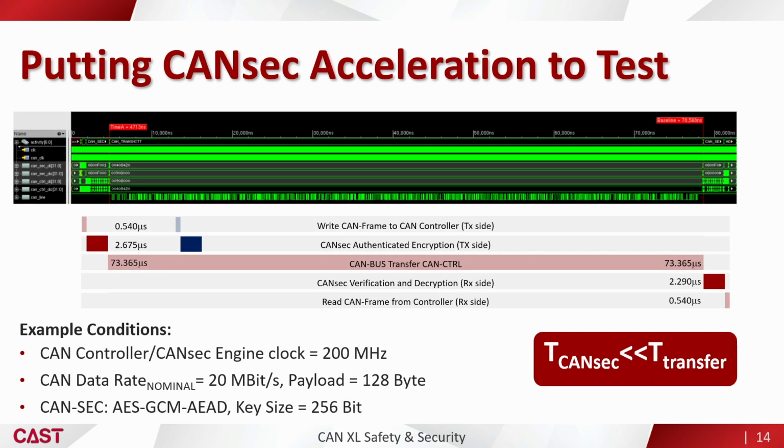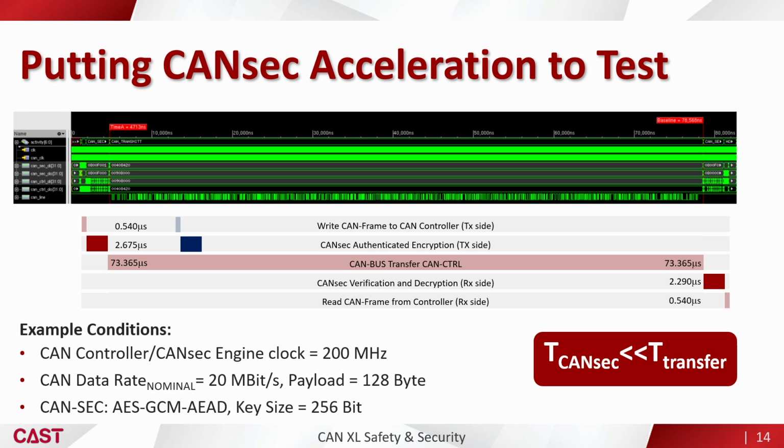This slide shows the results of a real measurement using a CAN XL controller with an integrated CANsec hardware accelerator. In the test setup, the controller and the embedded RISC-V processor operate at 200 MHz. The CAN data rate is 20 megabits per second with a 128-byte payload using AES-GCM with a 256-bit key. The timing diagram tells the story clearly.